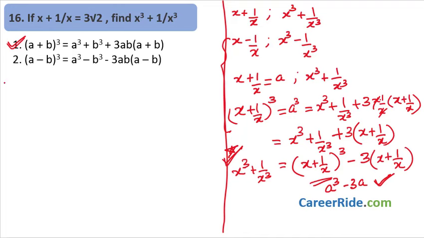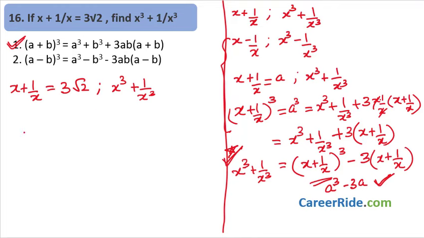Now let us go to the question given to us and see how to solve it. So what is given to us? X plus 1 upon x is given to us. It is equal to 3 root 2, and I have to find out the value of x cube plus 1 upon x cube.